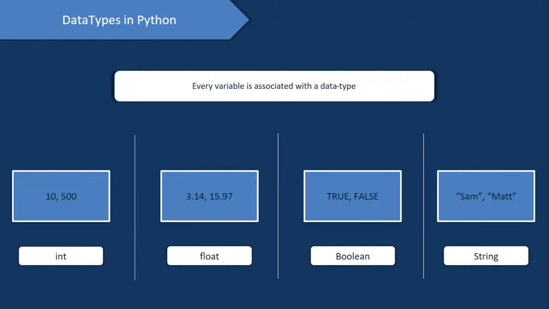Another thing to note is that a variable is always associated with a data type. So if you're working with numbers such as 10 or 500, these are integer numbers: 10, 500, minus 27, minus 9000. All of these would be integers. Then we have decimal point numbers: 3.14, 15.97, minus 7.92. All of these will be floating point numbers. Then we have Boolean values, which have only two possibilities, true and false, or we can also call this 0 or 1. Then we have strings. Strings are basically objects which are enclosed within single quotes, double quotes, or triple quotes.